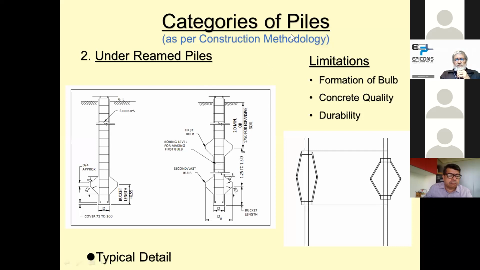But formation of the bulb is many a time a question. Quality of concrete within the bulb is a problem, and overall concrete quality being a problem, durability is a problem. But this particular pile can be done almost without any machinery, because it is done manually. And they have very low capacity, maybe 10, 15 tons. But if you go to Latur, Osmanabad area in Maharashtra or some major portion in Madhya Pradesh, where there is black cotton soil, these piles are popular.